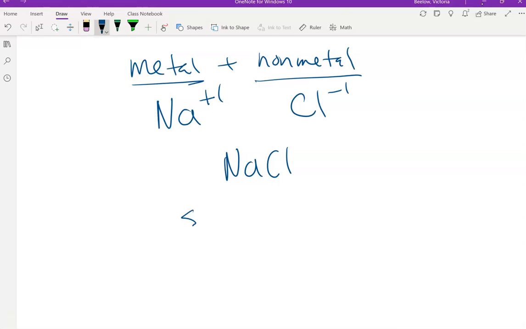While the name of this is sodium, which is Na, you just leave the name as is. And then chlorine, you change it to end in "ide." So instead of chlorine, it becomes chloride.